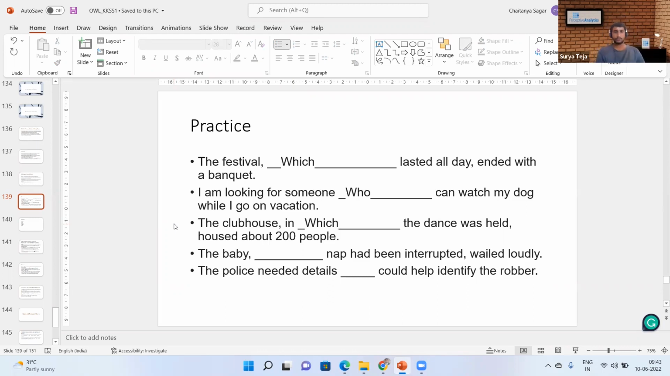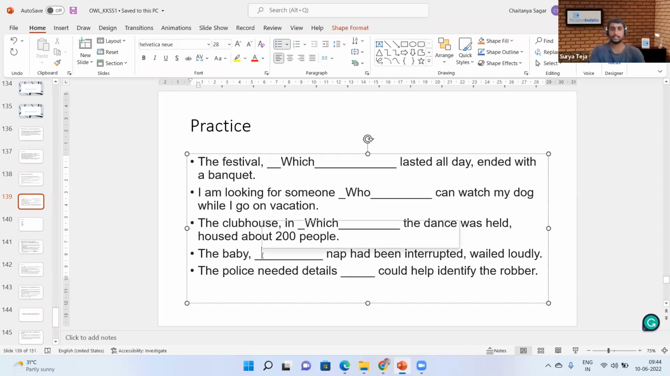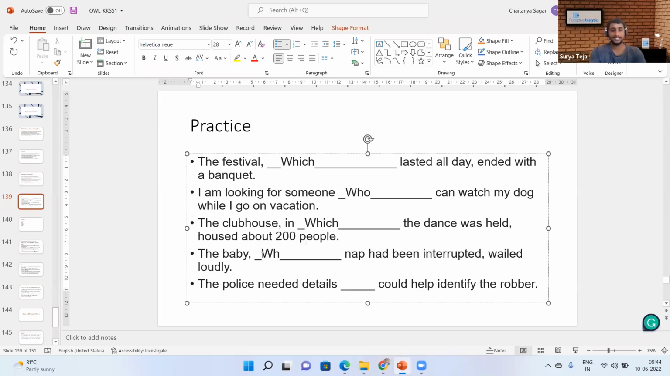And we'll move to the fourth example. The baby dash nap had been interrupted, wailed loudly. So what would be the answer? Whose? Actually, that is correct. Whose is the correct one, because we are talking about the baby's nap. Whose nap? Baby's nap. We are talking about possession. The nap is possessed by the baby in this case. So whose becomes the appropriate usage, because it is talking about possession.